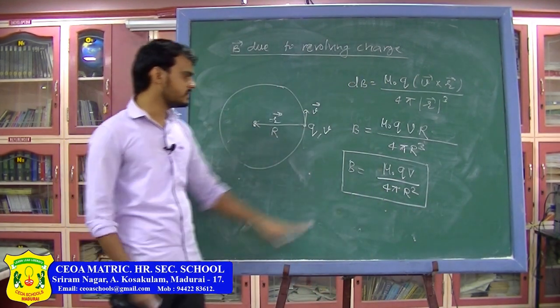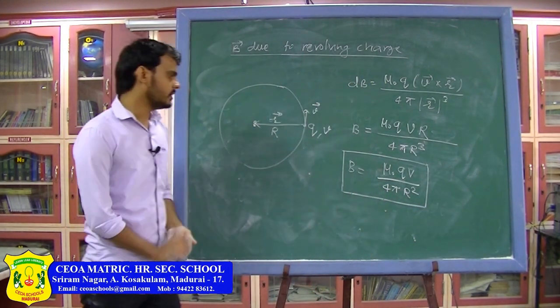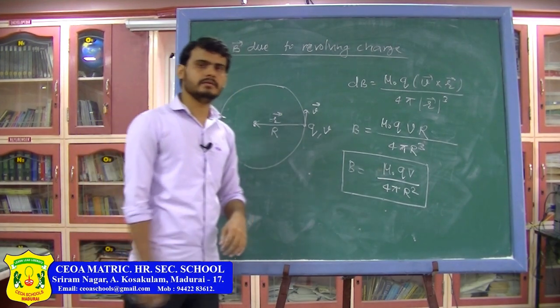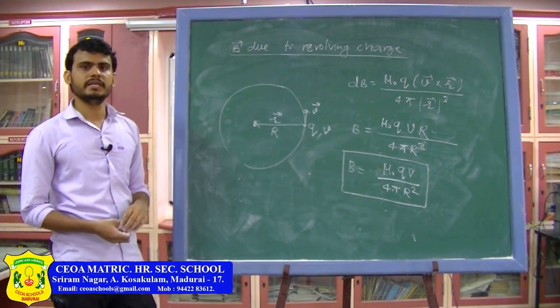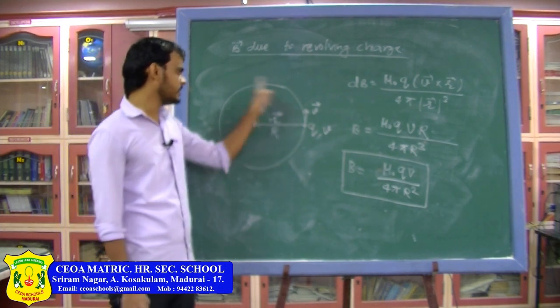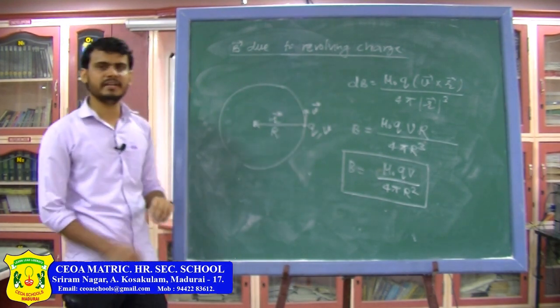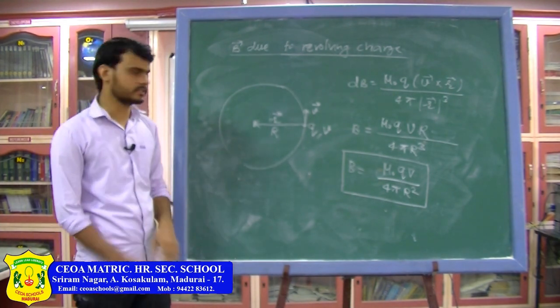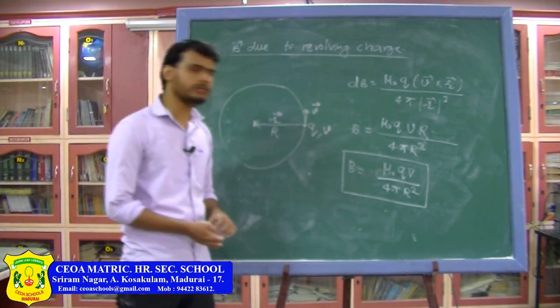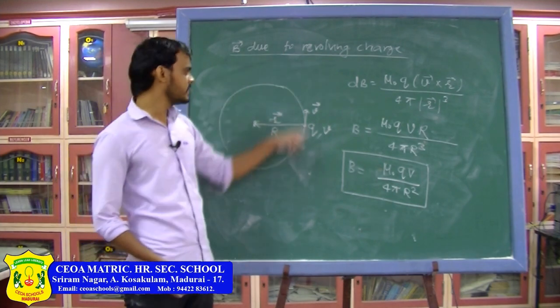So you have to remember this formula. This formula can be used in the chapter which you are going to study in atomic structure. In atomic structure, the electron is revolving around the nucleus. So you have to find the magnetic field at the center, which is at the nucleus. So this is the formula for magnetic field due to a moving charge or a revolving charge in a circle.